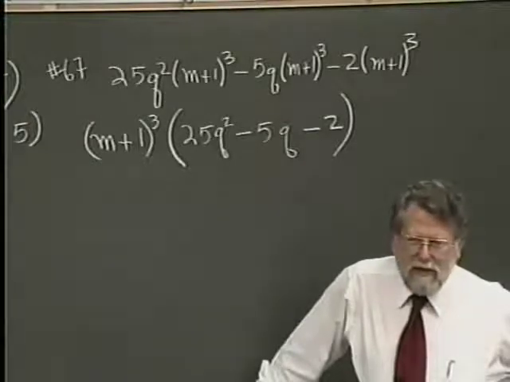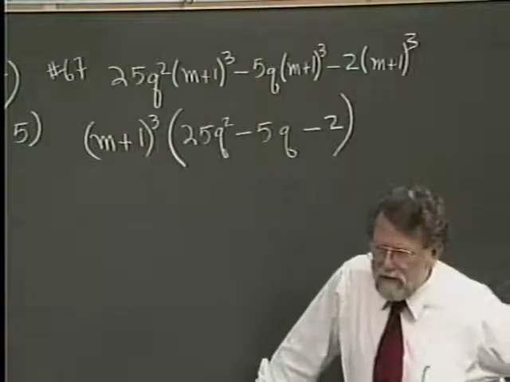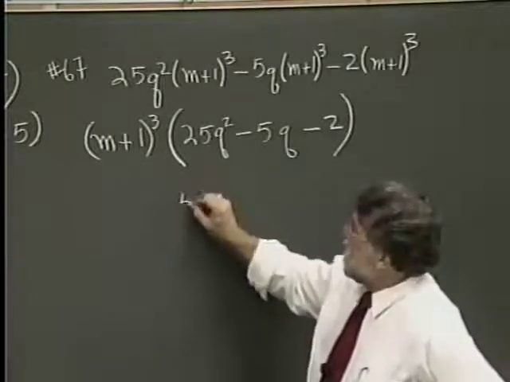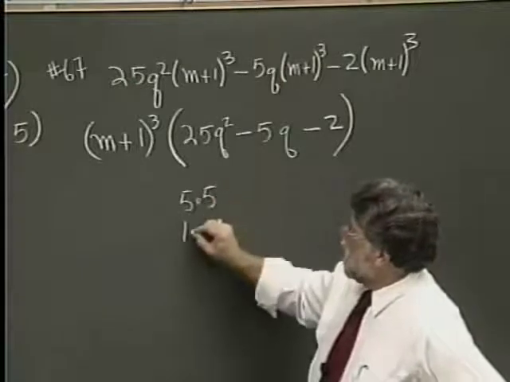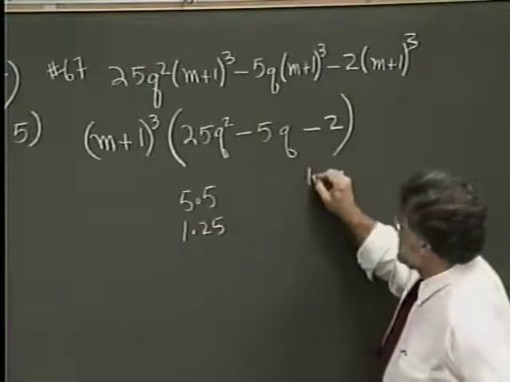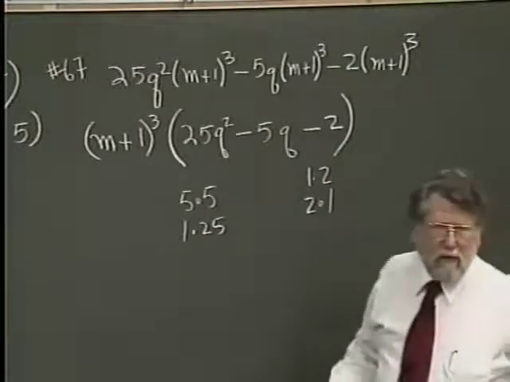Okay, if you don't see it, what are you going to do instead? What do you do next step? Write down the factors. So what are you going to write down for the 25? 5, 5, and 125, and over here 1, 2, and 2, 1. One of these has to be, one column has to be reversed.